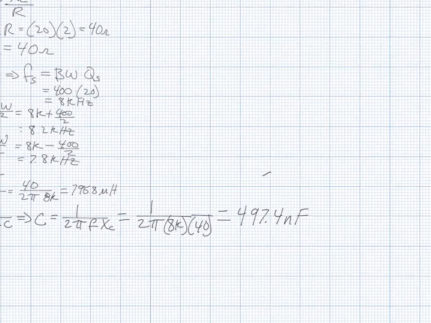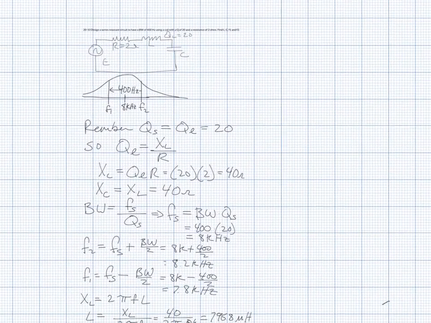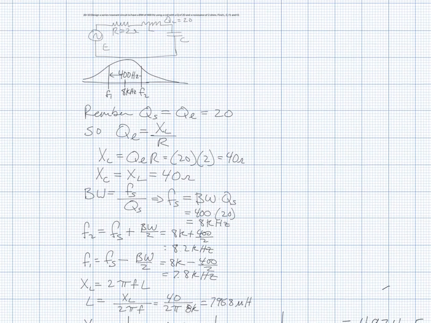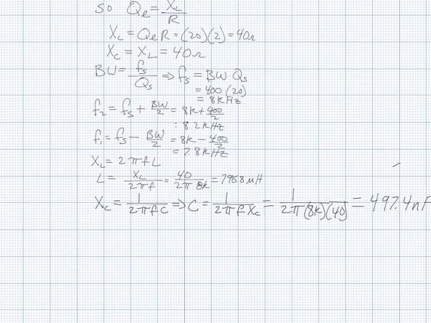So if we look at what we started with, that circuit there, we were given the Q factor, we were given the internal resistance, and the bandwidth. We went through and we solved for both the inductance, the capacitance, and F1 and F2. So that should do it for that one.